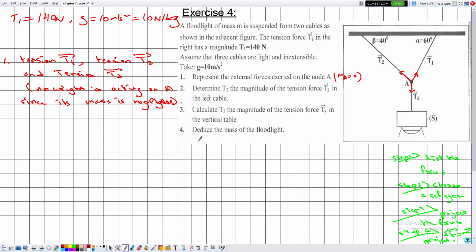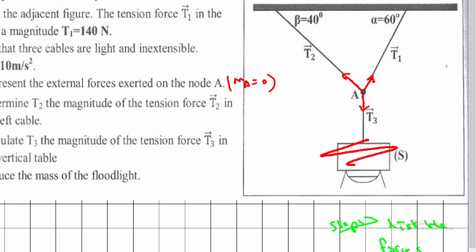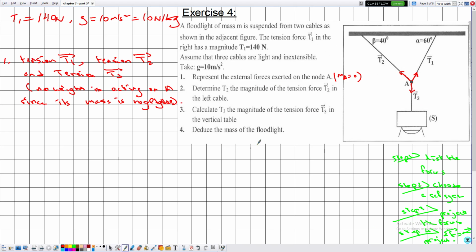Okay, so these are the forces that act at the point A, and I repeat, whenever we are considering A, we ignore other bodies, we just consider the point A. So what are the forces acting on A? We have T1, T2 and T3. So these are the external forces acting on the node A.